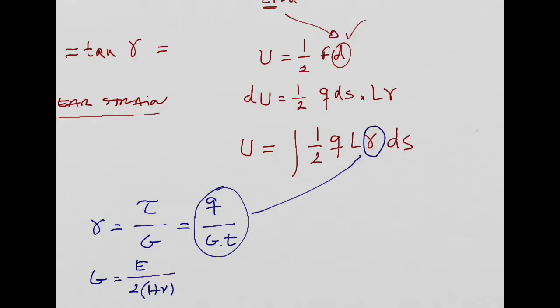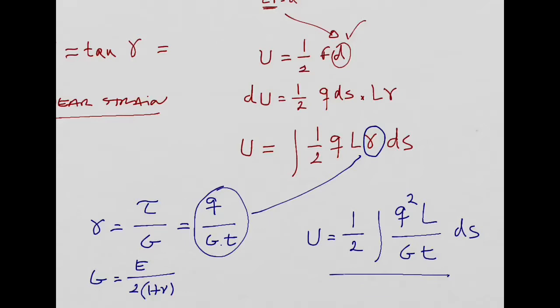So I can replace, and then we will have our strain energy equal to 1 over 2. I can send this 1 over 2 outside of the integral. Integral of Q squared L over G T ds. This is the energy that I need to deform my tube by an angle equal to theta, giving a shear strain gamma and the shear flow Q. So this is the energy that I need. Yeah. And let me just check if I'm not missing anything.